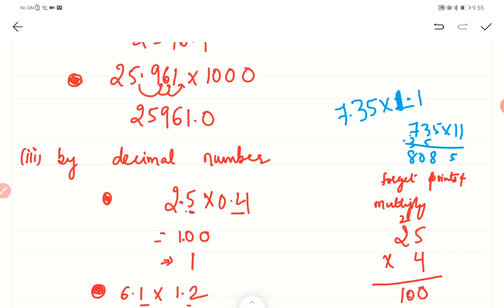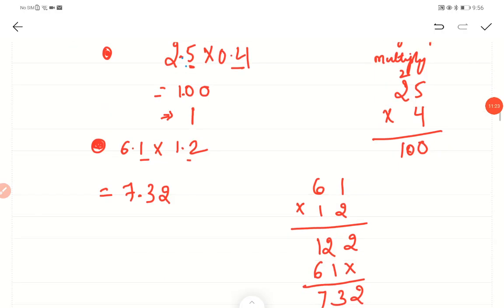So where do we now place the decimal point? Just by multiplying 735 with 11 we got 8085. Now it's time for you to place a decimal point. Where does the decimal point come? In this number you have two digits after the decimal, and here after the decimal you have one digit. So altogether after 3 digits, 1 2 3, from right to left, you will place a point. So it is 8.085.